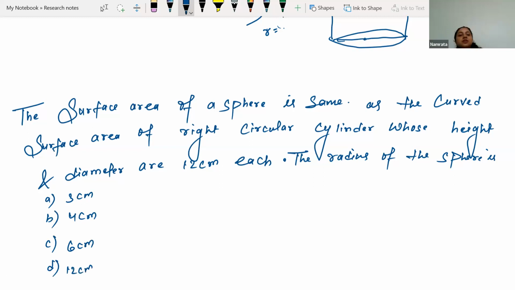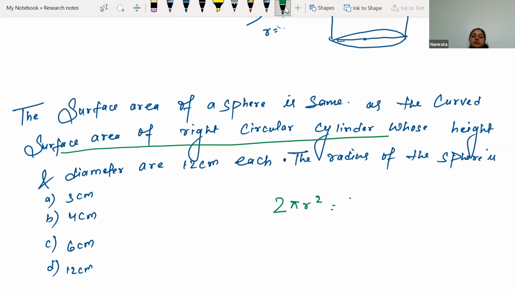Let's read the question carefully. It says that the surface area of the sphere is same as the curved surface area of right circular cylinder. Surface area of a sphere's formula? 4 pi r square, perfect. Curved surface area of the right circular cylinder is 2 pi RH. Perfect. Both are same.